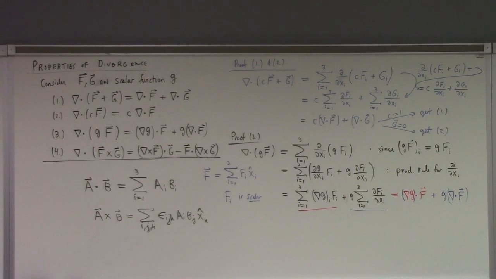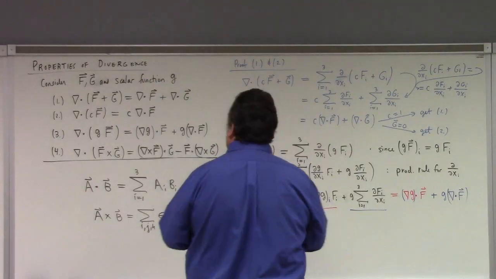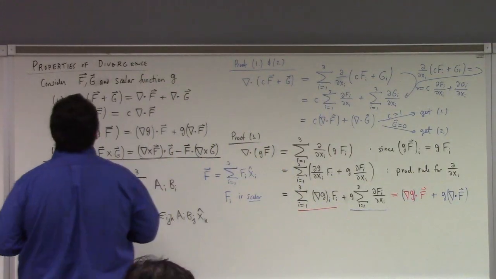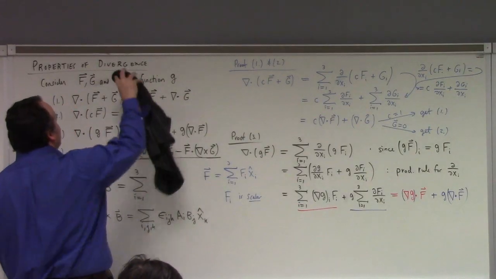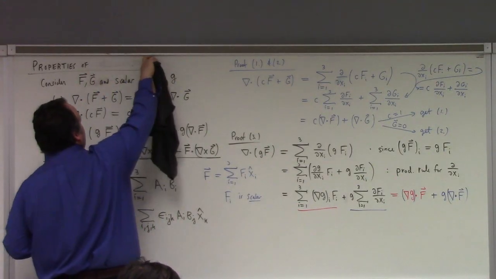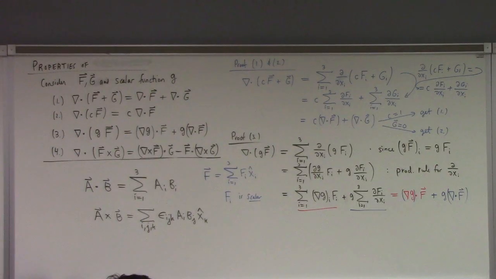If you think back to the gradient, what else could we have done for two vector fields now? How can you create a scalar function from two vector fields? What's that? Dot product. What do you guys think the gradient of the dot product of two vector fields is?